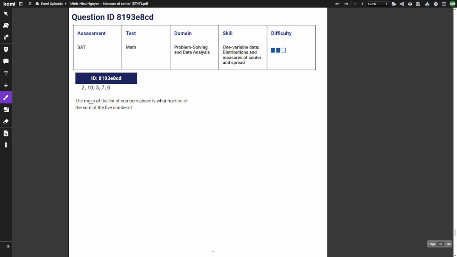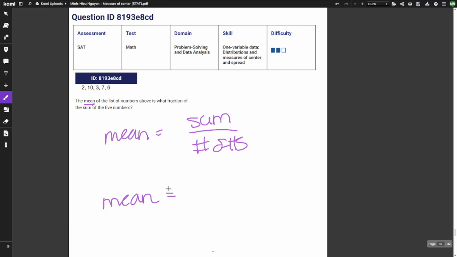Question number 30. The mean of the list of numbers above is what fraction of the sum of the 5 numbers? So, the mean is equal to the sum of numbers divided by the number of numbers. So, that means that the mean is equal to the sum of the numbers, which is going to be 25 divided by 5. Or, if we know 25 divided by 5, that's just 5. So, 5 compared to, which is our mean, compared to our sum of numbers, which is 25, is just 1/5 of 25. So our answer is 1 over 5.